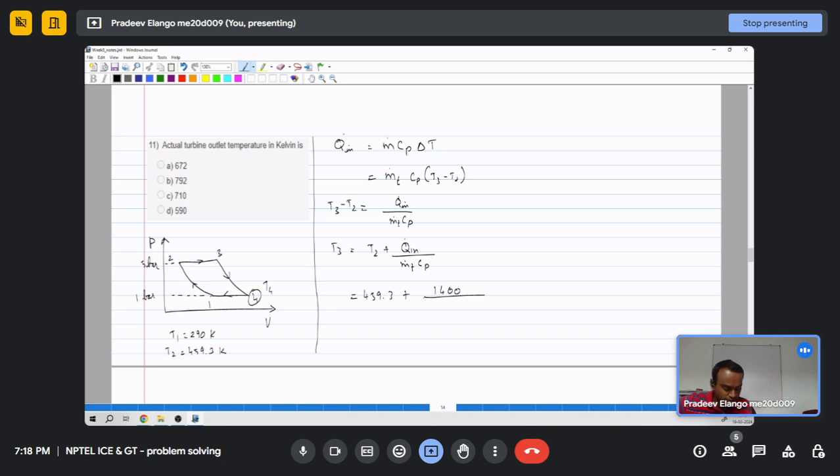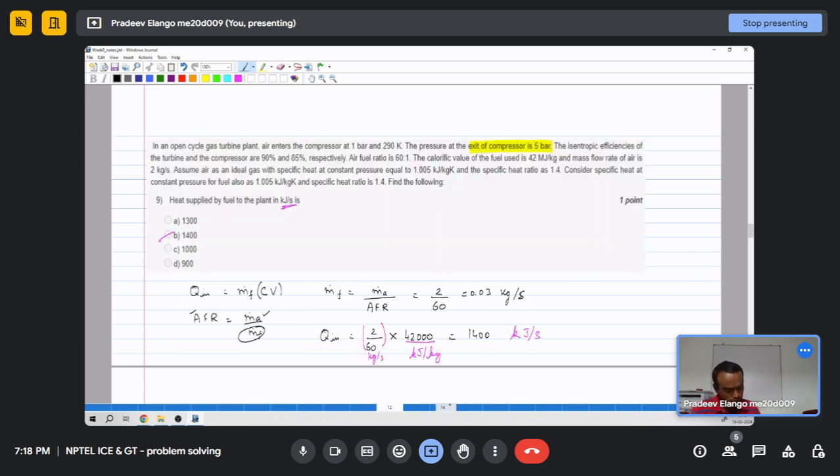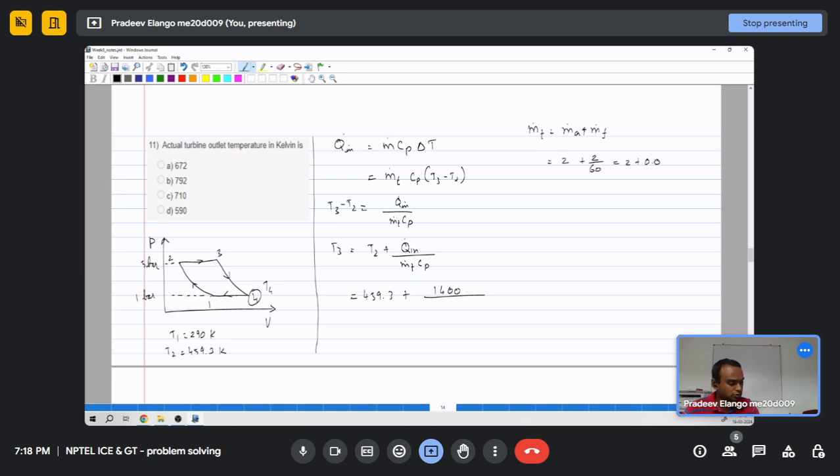m dot t is m dot a plus m dot fuel, and m dot a we know it is 20, and for m dot f from air fuel ratio we found that it is 2 by 60, and so this is 2 plus 2 by 60 is 0.03, so this is 2.03. So we can roughly take it as 2 kilograms per second, because the effect of fuel is very less, because it is only 1/60th of the mass of air.